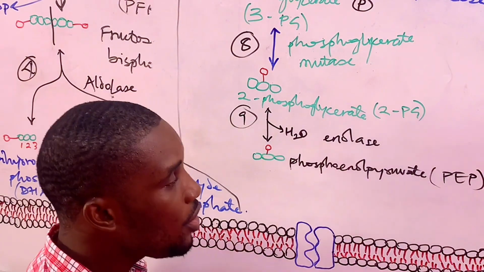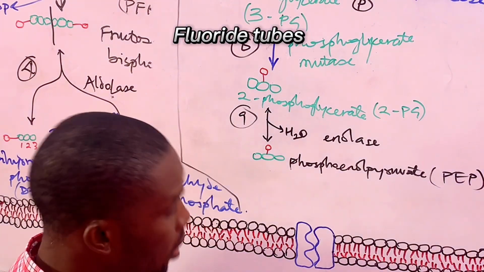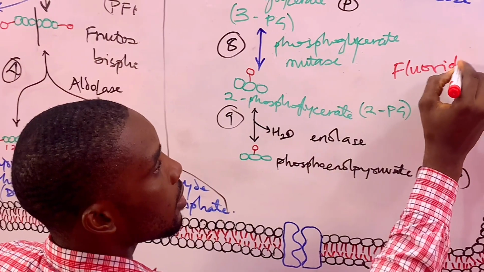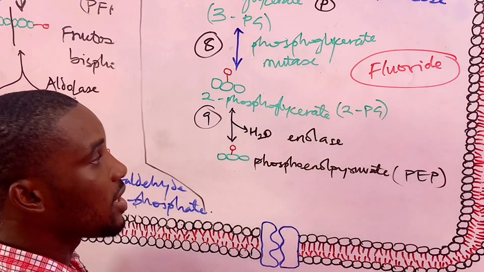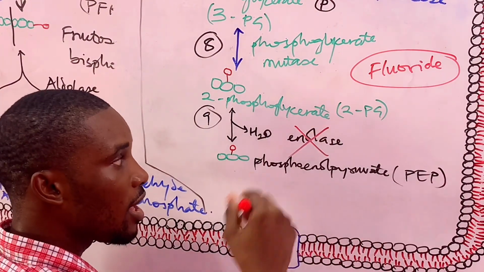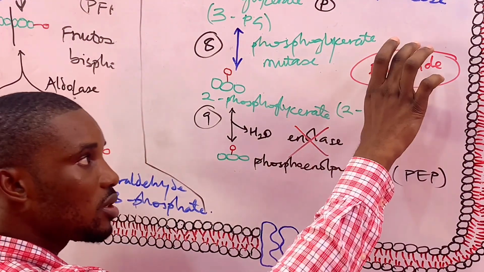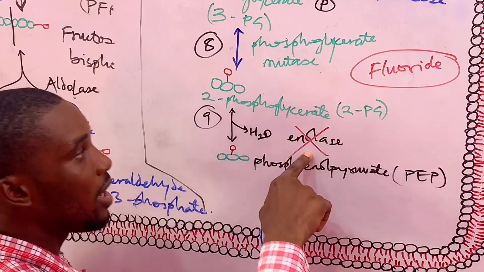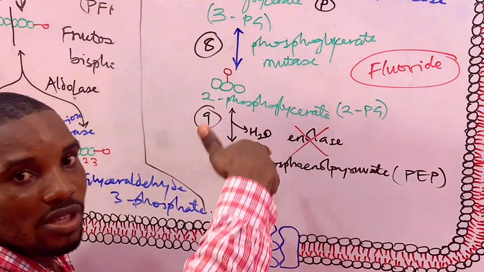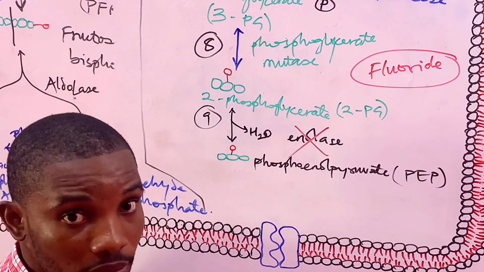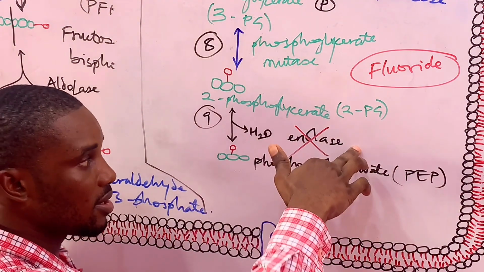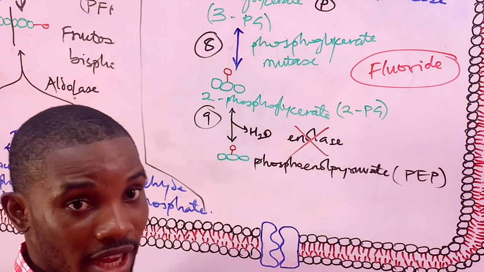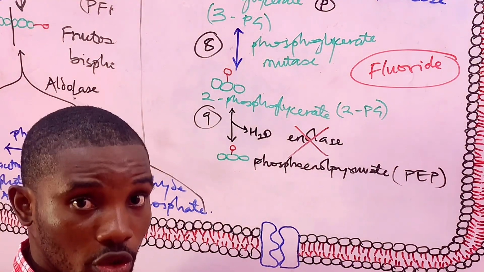However, we use something called fluoride tubes. So we know our fluoride from chemistry. This fluoride inhibits this enzyme. When we use fluoride tubes, tubes that contain fluoride, the fluoride inhibits this enzyme and prevents glycolysis from continuing. Okay, so the glycolytic pathway is seized, and the red blood cells stop utilizing the glucose so that you can adequately and effectively measure the blood sugar level.